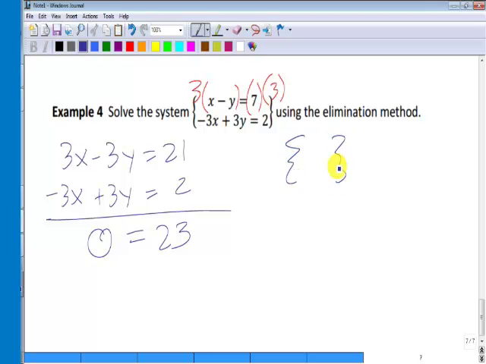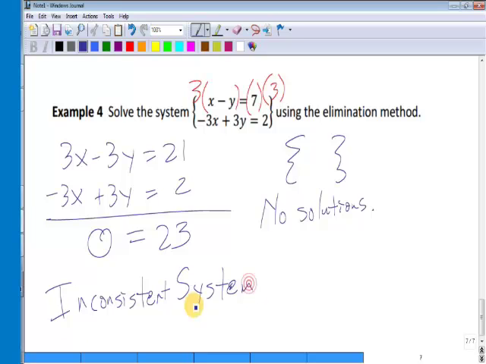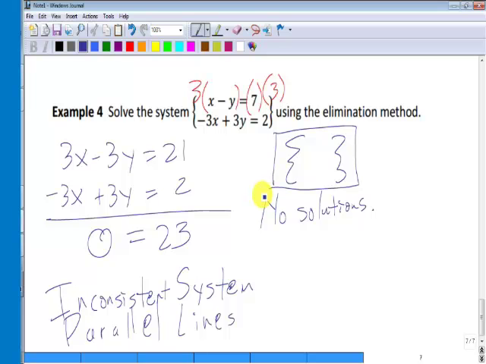We need to indicate the solution set somehow. You could indicate the solution set by writing the empty set. You could indicate the solution set by saying no solutions. That would do it. And just for reference, I'll say inconsistent system. And I'll also say parallel lines. All these things are true, but if the problem says solve, what it means is find the solution set. So looking for an answer to a problem, looking for something like that.